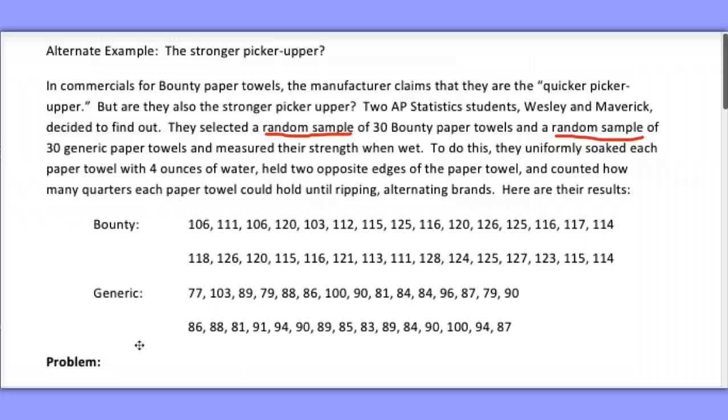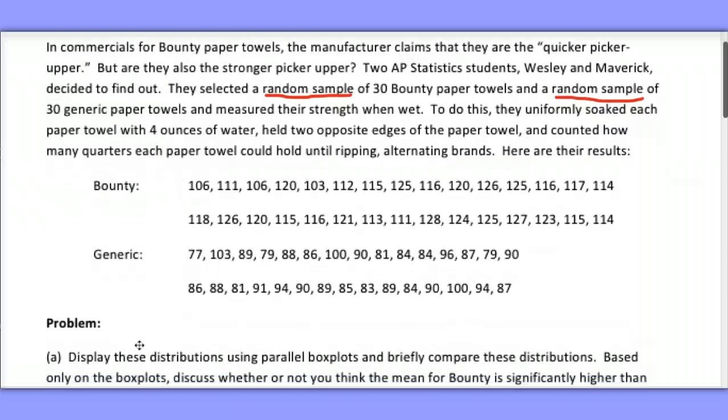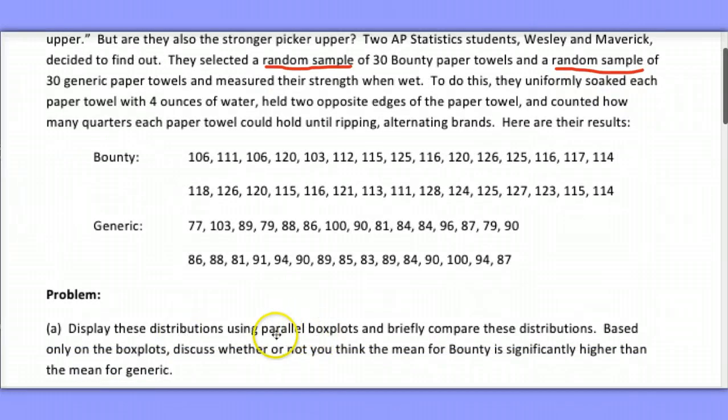So the first thing you want to do is enter the data in your calculator so that we can look at the data in parallel box plots. So at this point, Mrs. Neville, if you can pause the video so that the students can enter the data in their calculators, that would be great.